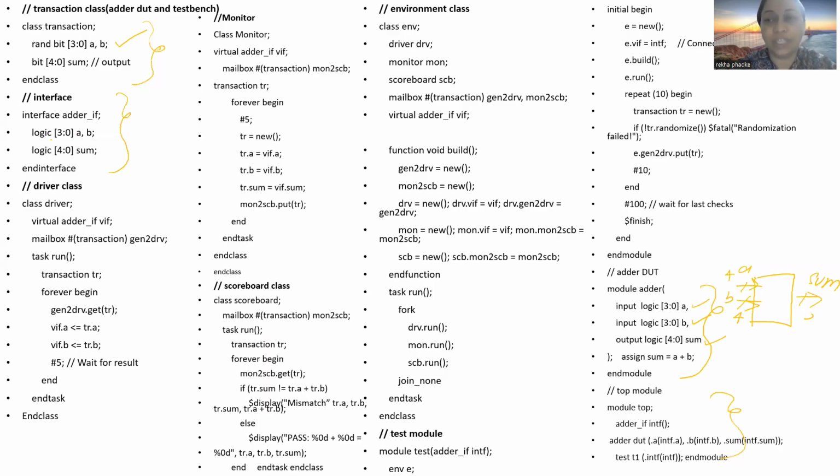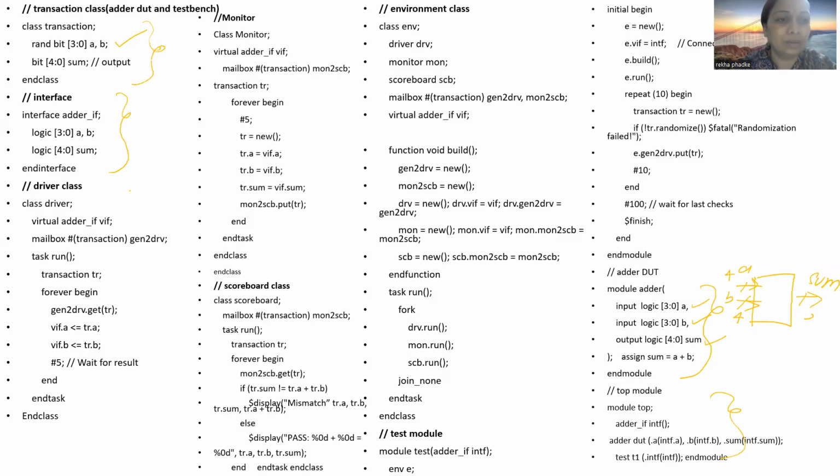We don't mention the directions in the interface. We just mention the data and the data type. So it's logic [3:0] A, B, and logic [4:0] sum. So this is the bundle which I have constructed using the syntax interface, and the name of that bundle is adder_if.